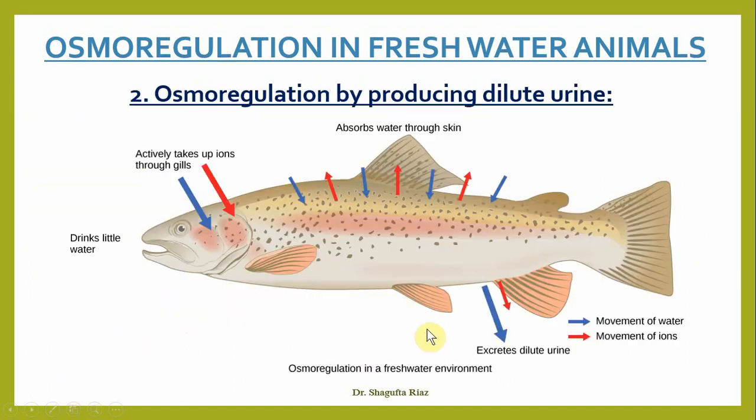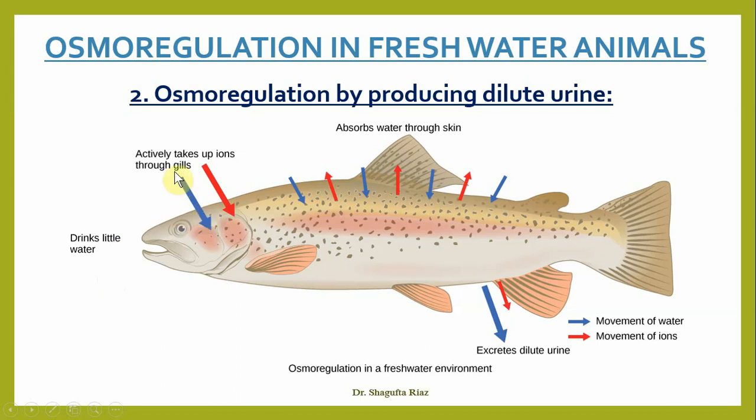Example, amoeba and paramecium. Now, another example from freshwater animals, that is fish. How do they osmoregulate? They osmoregulate by producing dilute urine. Why do they do so? Because their internal environment is hypertonic. Hyper means more. Their internal environment is more concentrated than the external surrounding water, right? Because of that, again, what will happen? The water will come inside the body, or the body absorbs the water, and that's why they don't need to drink a lot of water.